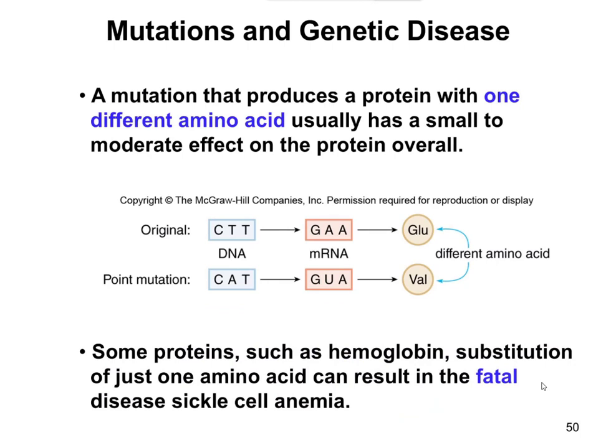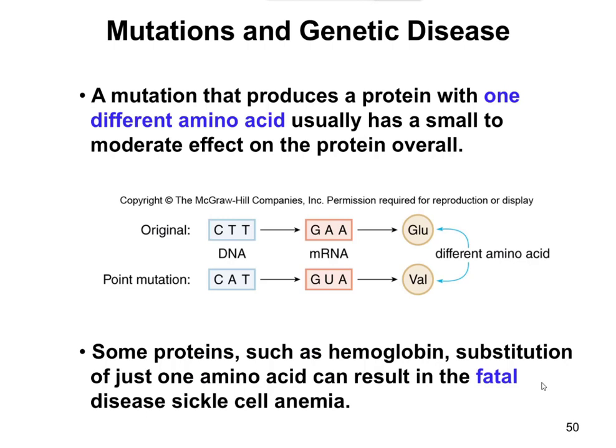Now, a mutation can also have changes where the amino acid is different. So here's our original CTT. Now we're going to change the second nucleotide, and instead of CTT, we're going to make it CAT. You can see the mRNAs that are formed. And now in this case, you get two completely different amino acids. One of them is glutamic acid, GLU. The other one is valine.